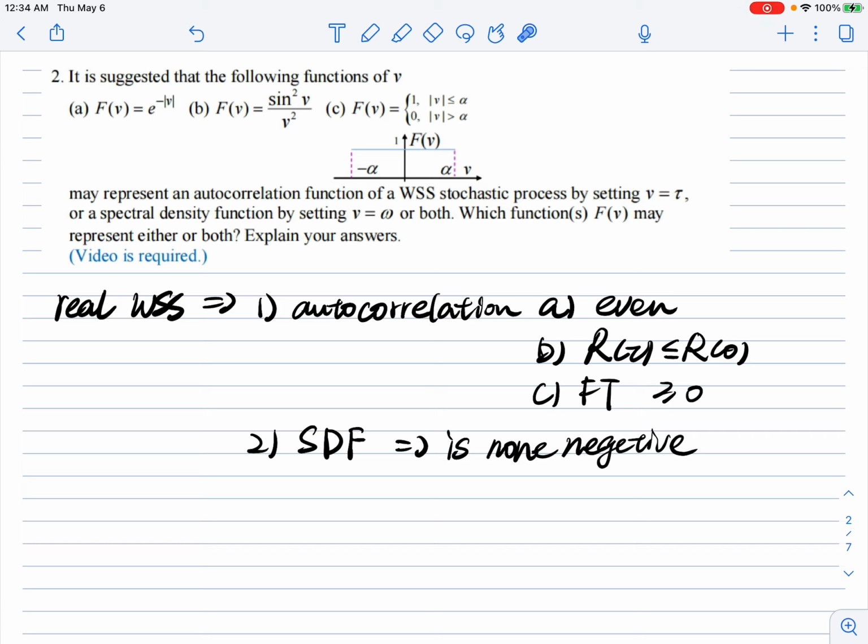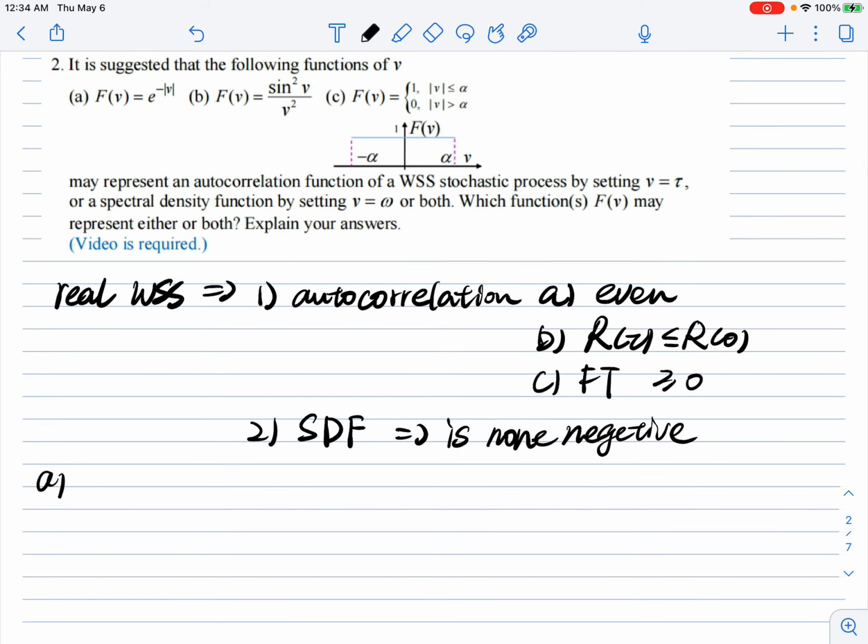For the autocorrelation function, we can know that first there should be a maximum when v is 0. And also the Fourier transform should be non-negative, which is larger than 0. And also because there is no imaginary part inside it, it should also be even. And for the spectral density function, it should be non-negative. So let's see the first function.